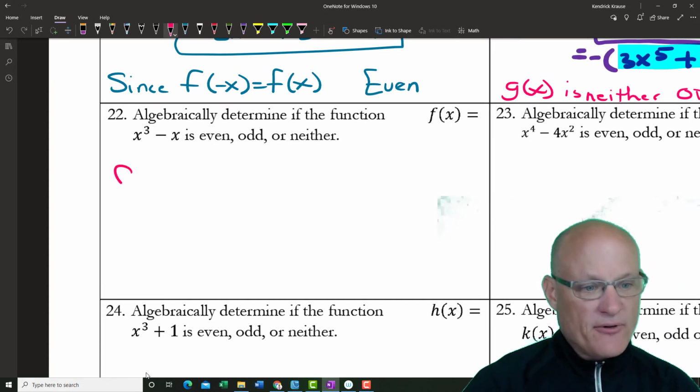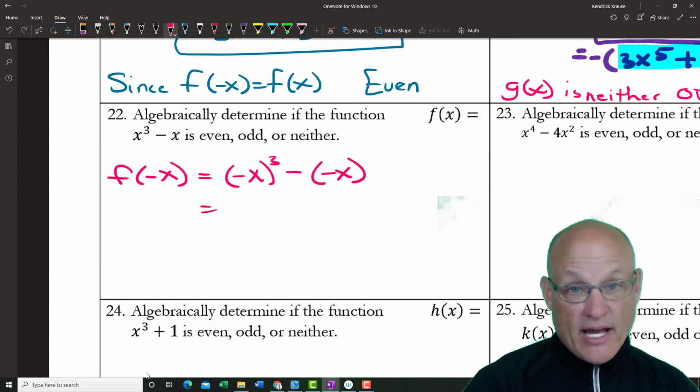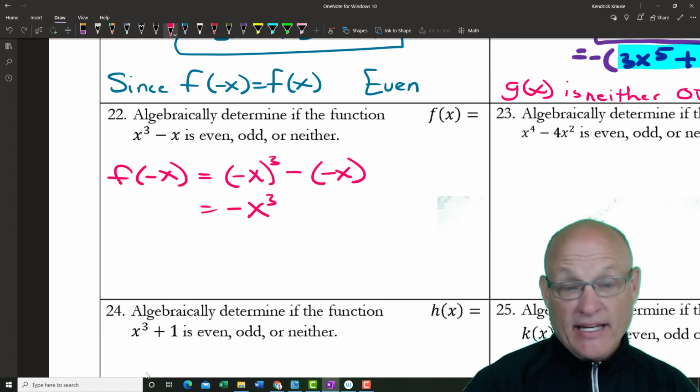So we're going to check f of negative x. So I do negative x cubed minus negative x. Odd number of negatives, so that's negative. And negative times negative, that's positive.